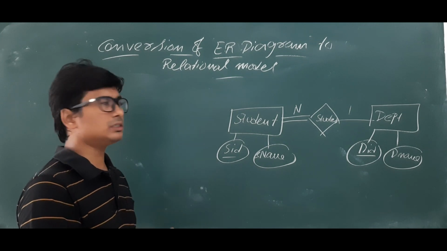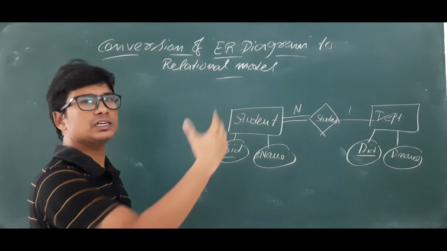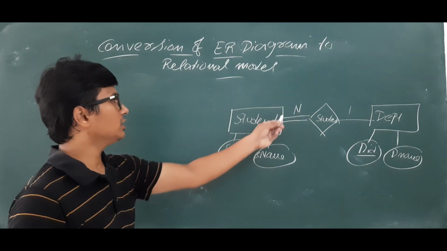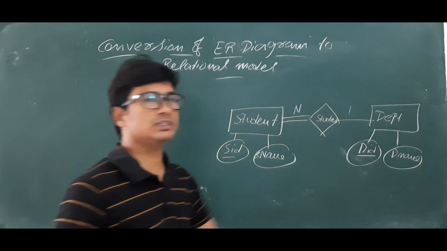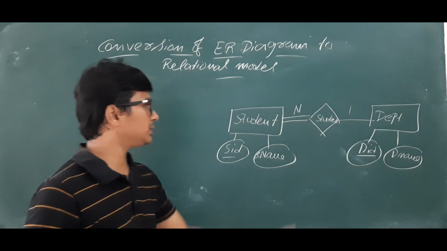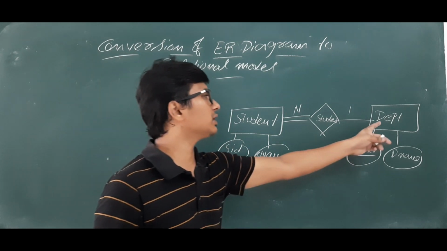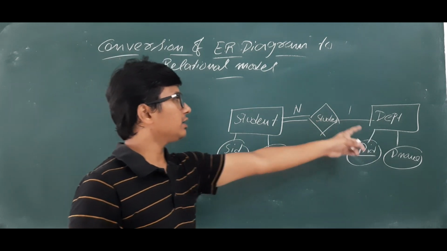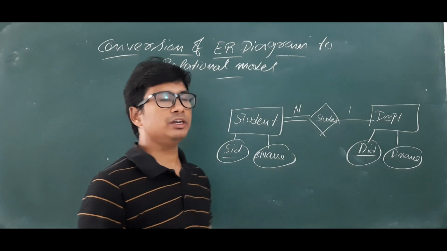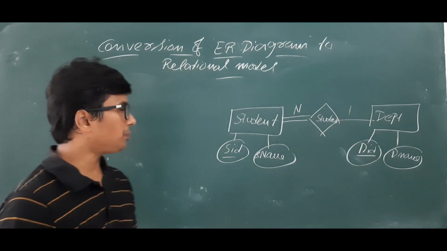There are some students studying in some department. So n number of students can study in a department. That's why it is n number of students studying in a single department, and all the students should belong to some department, so that's why it is a total participation. And we have taken an example that there is a department which does not have any students, so that's why it is a weak or partial participation on the department side.